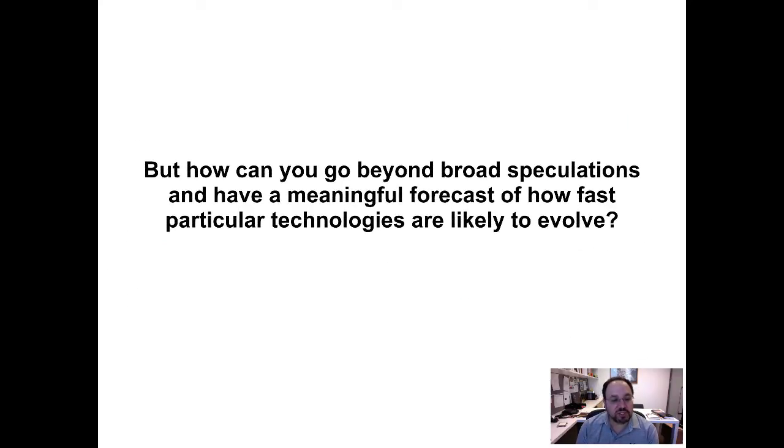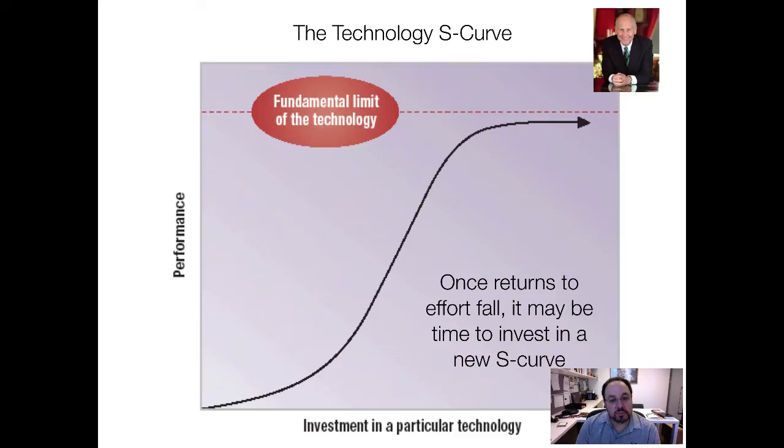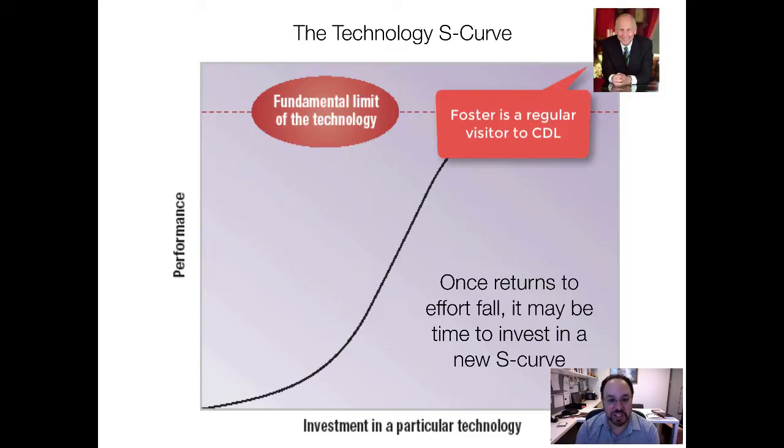So the key question is, how can you go beyond broad speculations, which we've just shown are an issue, and have a meaningful forecast of how fast particular technologies are likely to evolve? The answer is we actually have a tool. The pattern was noticed by this man, Richard Foster, in a book called Innovation, the Attacker's Advantage. They're not all dilemmas.